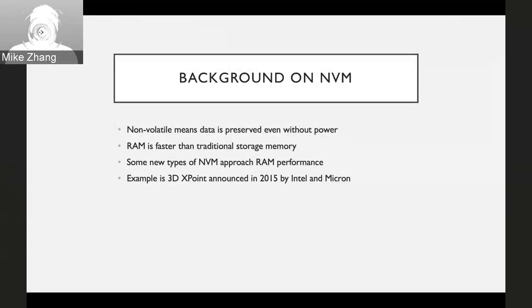However, there are some new types of non-volatile memory that do slowly close the gap in performance when compared to RAM. Examples include the new NVMe SSDs, which are noticeably faster because the protocol is designed with SSDs in mind, as well as new technology introduced in 2015 by Intel and Micron called 3D XPoint, more commonly known as Optane, as branded by Intel.